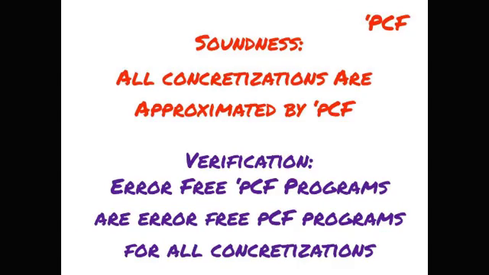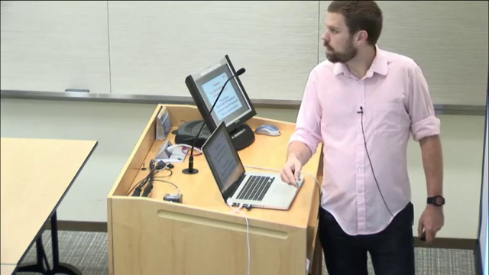So we now have this soundness property that says all of the concretizations are approximated by the symbolic PCF semantics. And it has this nice verification condition it implies: if you're error-free in the symbolic semantics, then for anything you can plug in, you're error-free for the original PCF semantics. In other words, you can verify the program that you know about, and you could plug in something that has an error in it, but it would be that component's fault.